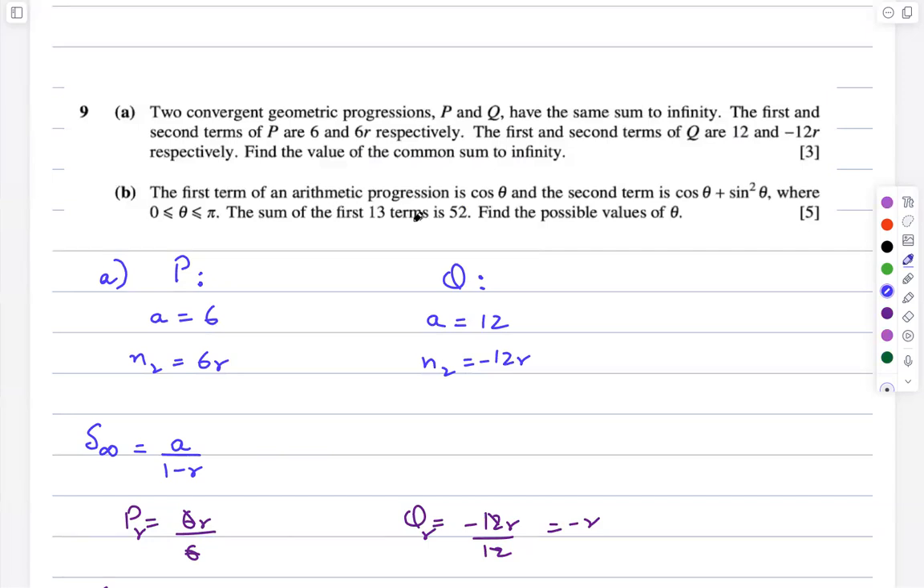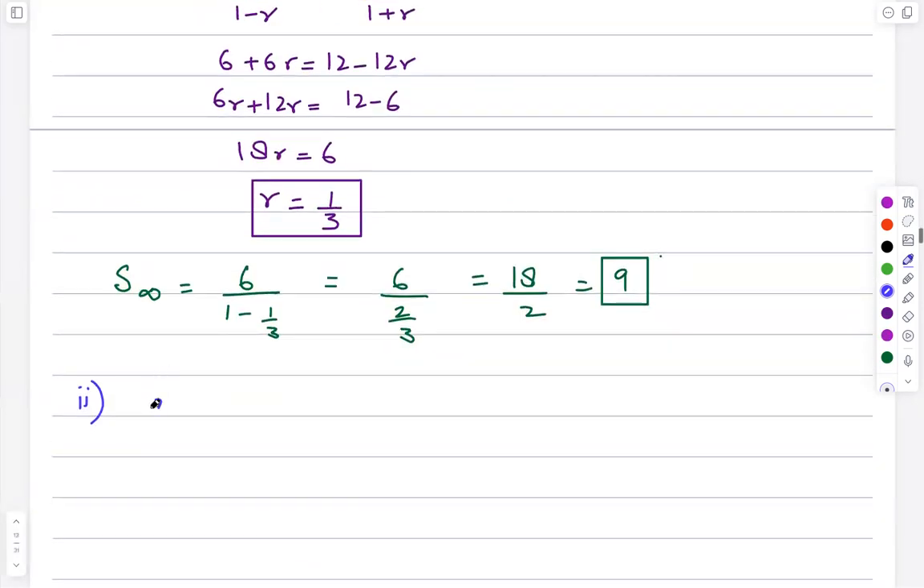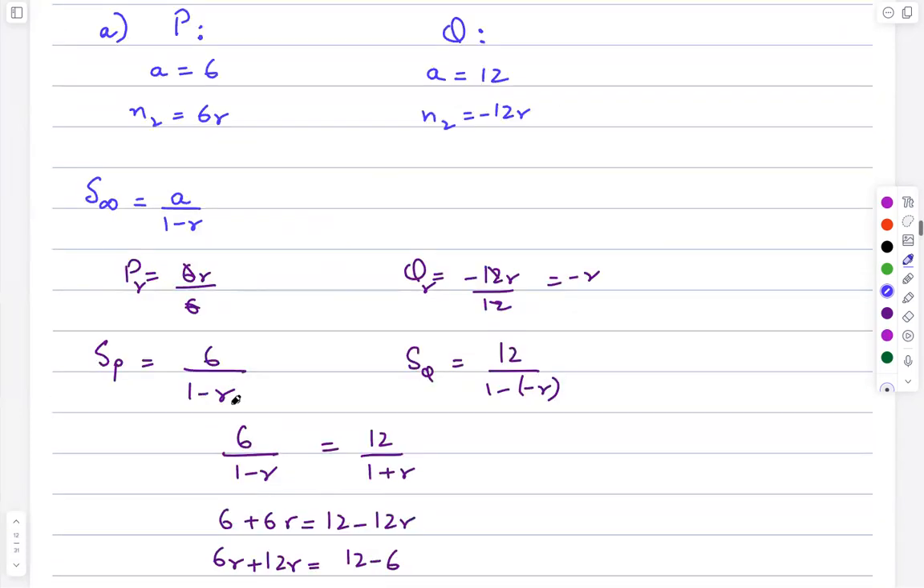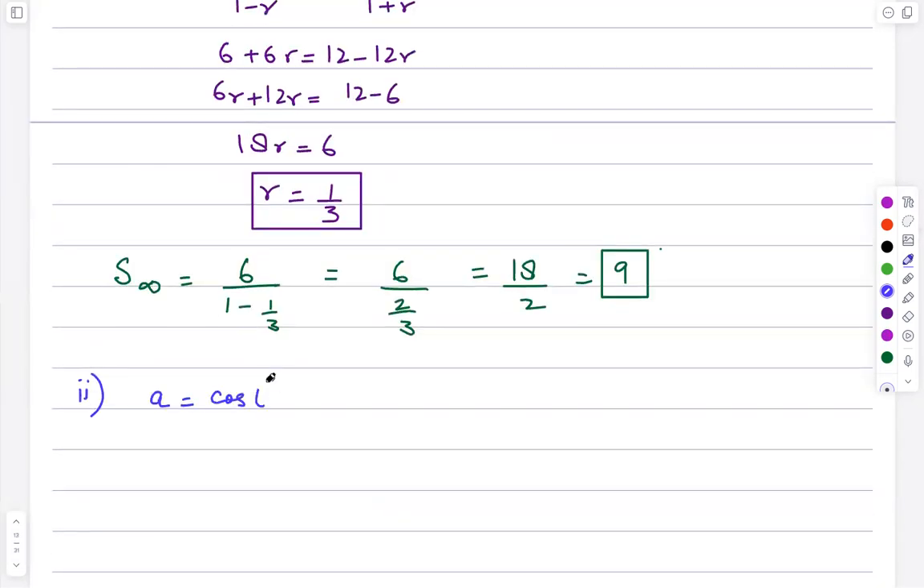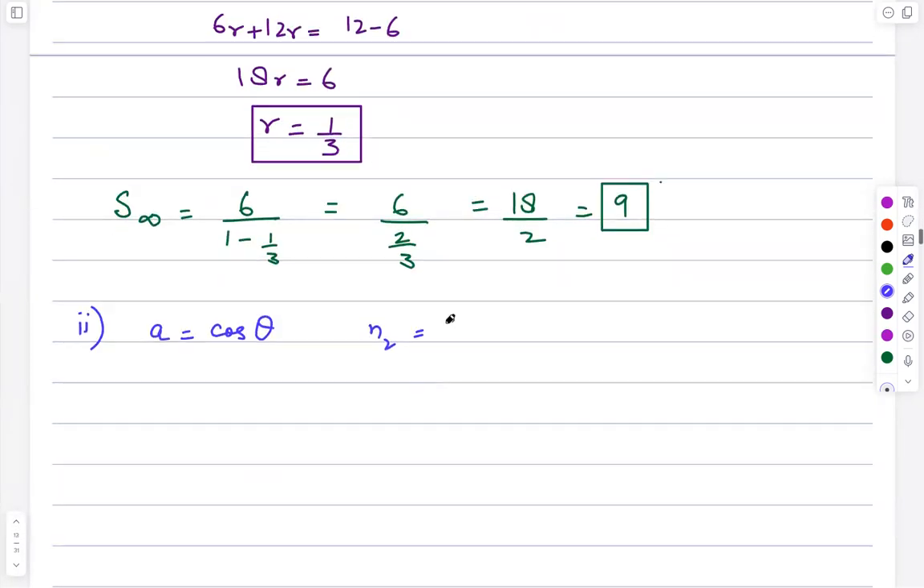Now, in an arithmetic progression, if we have two consecutive terms, we can find the common difference by subtracting the two terms. So we know that the first term a is given as cos theta and the second term is given as cos theta plus sine squared theta. So in the first step, we can find the common difference, which will be the second term minus the first term. Simplifying this, the common difference will equal sine squared theta.